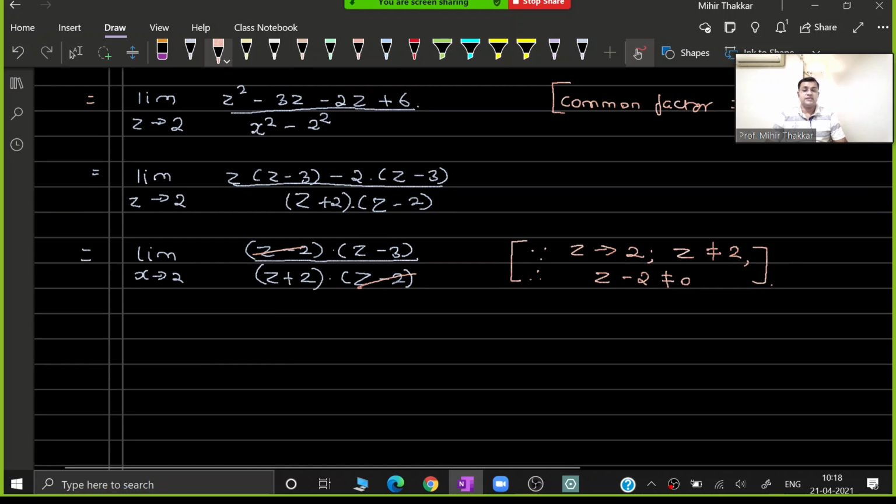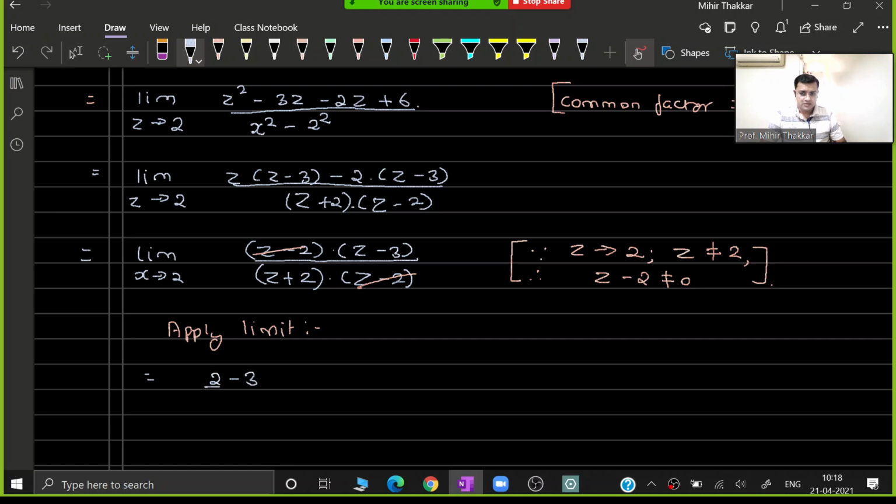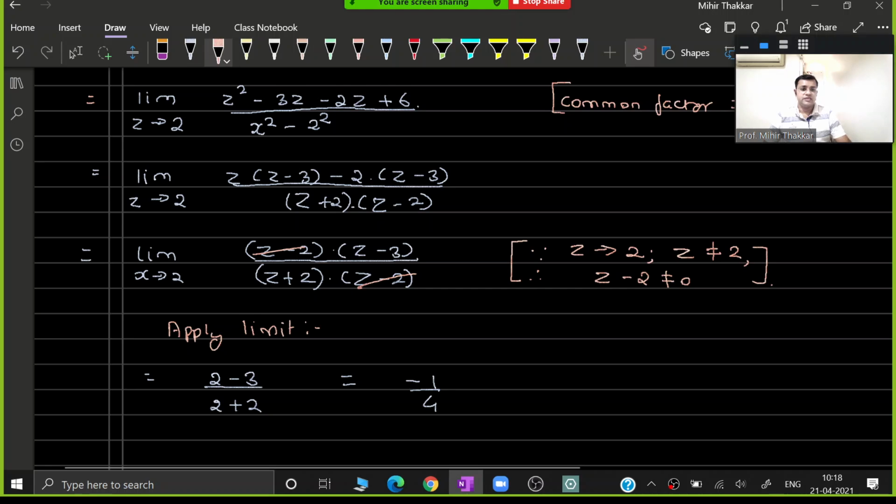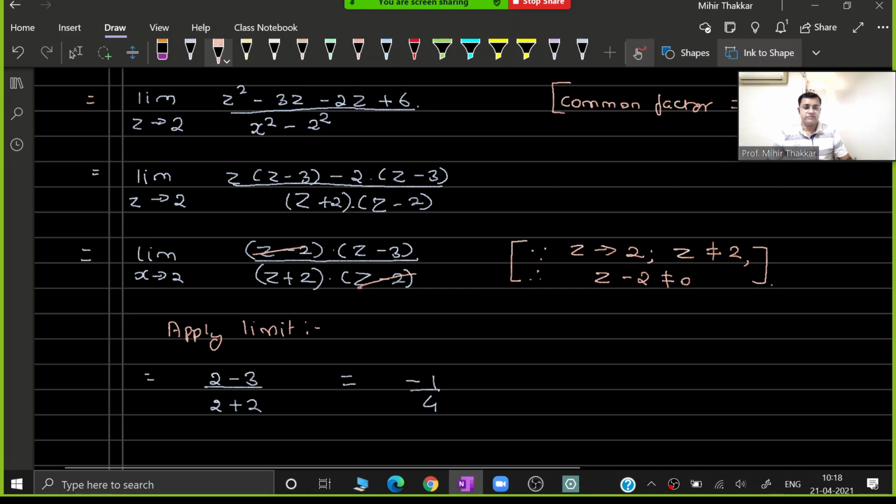As soon as I can see that I have cancelled off the common factor, my next step is applying the limit. So guys, if I apply the limit over here, I will get (2 minus 3) upon (2 plus 2). We are not worried if the answer is negative or positive. I just want that the denominator should be a non-zero number, which I am getting in this case. So I can say that my work is correct.